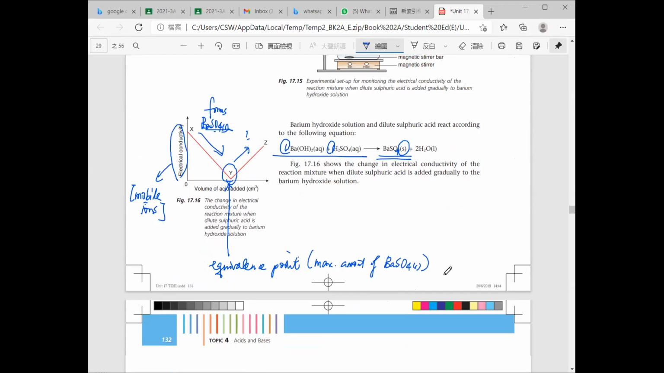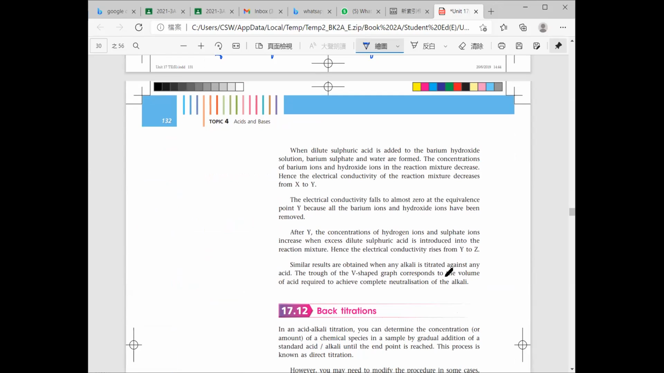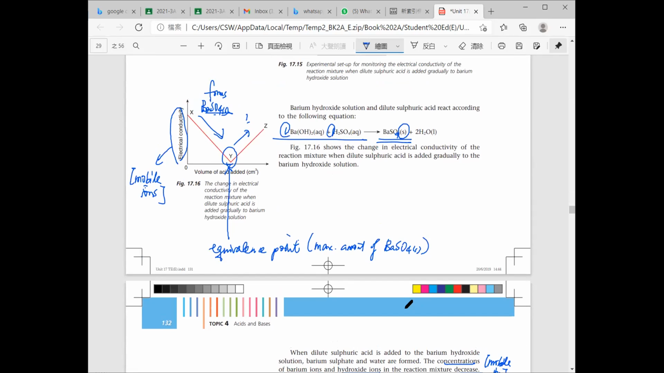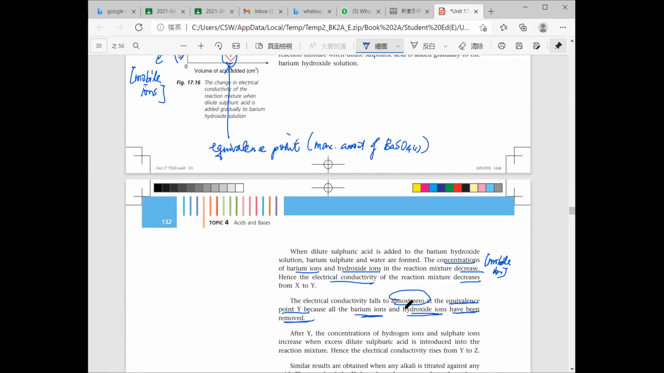Okay, is that clear? So what's next, you may see that one, right? So the concentration of barium ions and hydroxide ions drops. We will call that mobile ion concentration drop, right? So the electrical conductivity will drop. What's next is it falls to almost zero at equivalence point Y, because barium ions and hydroxide ions have all just been removed completely. It has almost all been reacted.